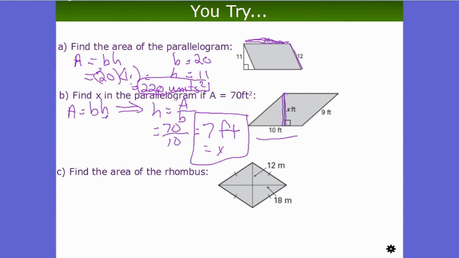Third one here is area of a rhombus. Area is 1/2 diagonal 1 times diagonal 2. Reminder that this is one you are going to have to remember because it's not on the formula sheet, at least not in the Commonwealth of Virginia.